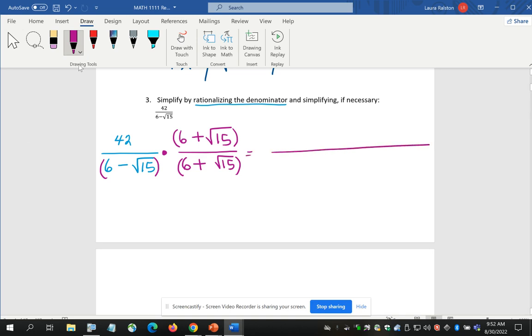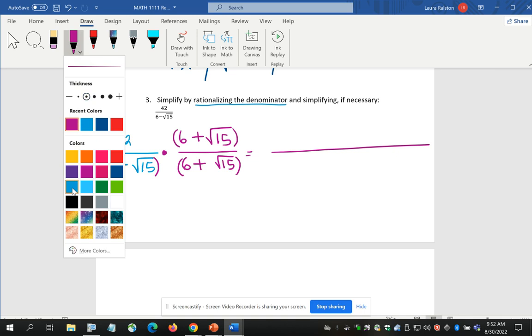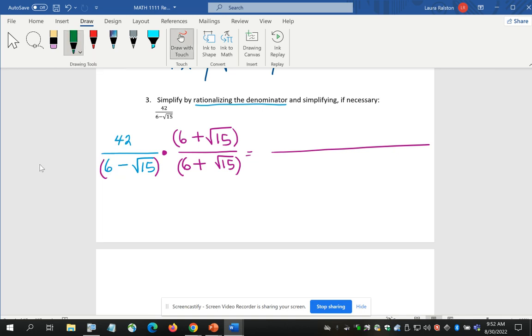Okay, so to multiply the numerators, we need to use the distributive property. So we're going to do 42 times 6, and I can't do that one in my head. I'm going to use my calculator. 42 times 6 is 252, and then 42 times square root 15 is plus 42 square root 15. And then I'm going to multiply the denominators together. You have basically a binomial times a binomial.